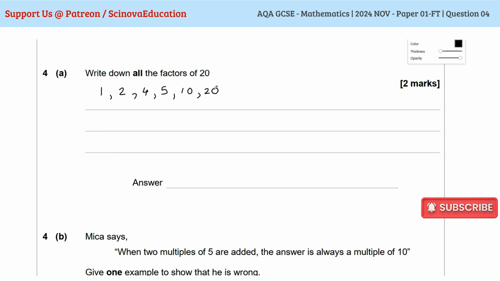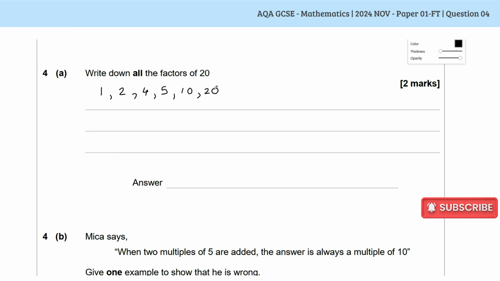So you can write it in any order, but as I told you, it's easier if you check the divisibility of 20 by each number starting from 1 all the way up to 20. You would have to do this mentally and very fast.